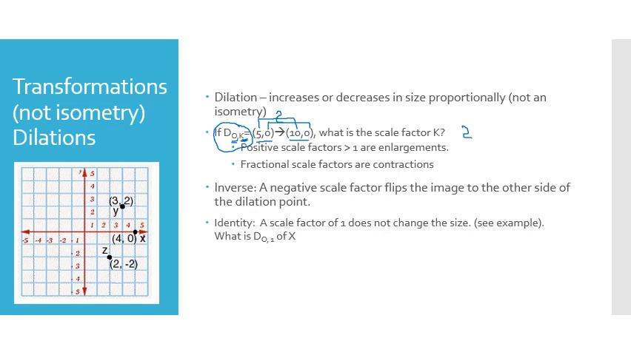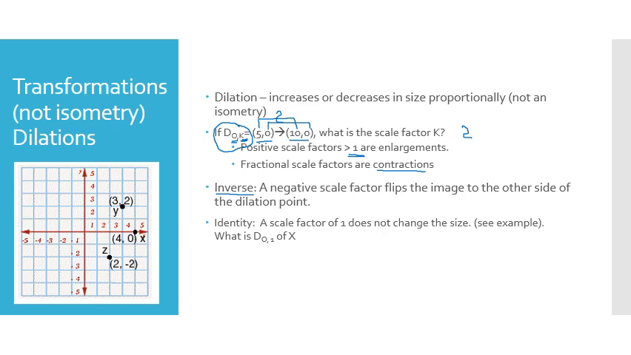Remember that for positive scale factors, anything greater than 1 is going to make an enlargement. A fractional scale factor will be a contraction. It will get much smaller. You can also do an inverse dilation. In an inverse dilation, you would do it mathematically the same way, but you might be amazed to see that it will flip your shape inside out or backwards.